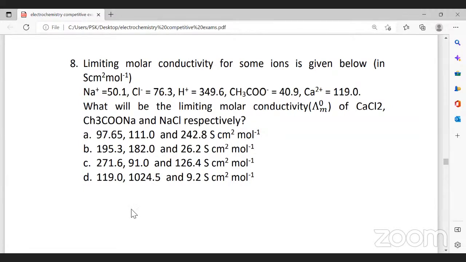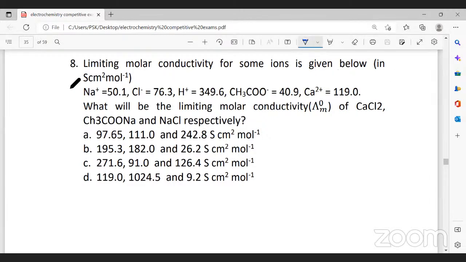Kohlrausch's law. Limiting molar conductivity for some ions is given below in Siemens centimeter square per mole. Sodium ion 50.1, chloride ion 76.3, hydrogen ion 349.6, acetate ion 40.9, calcium ion 119.0. What will be the limiting molar conductivity of calcium chloride, sodium acetate, and NaCl? They're asking three questions: the molar limiting conductance of calcium chloride, sodium acetate, and NaCl.